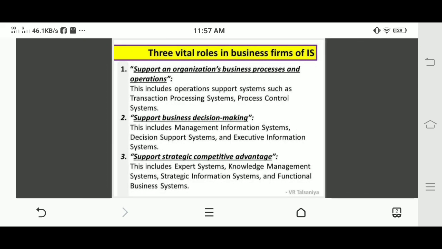So the three vital roles in business forms of information system are: support of organization business processes and operations, support of business decision making, and support of strategic competitive advantage. So these are the goals, or you can say vital roles, on which people work accordingly.